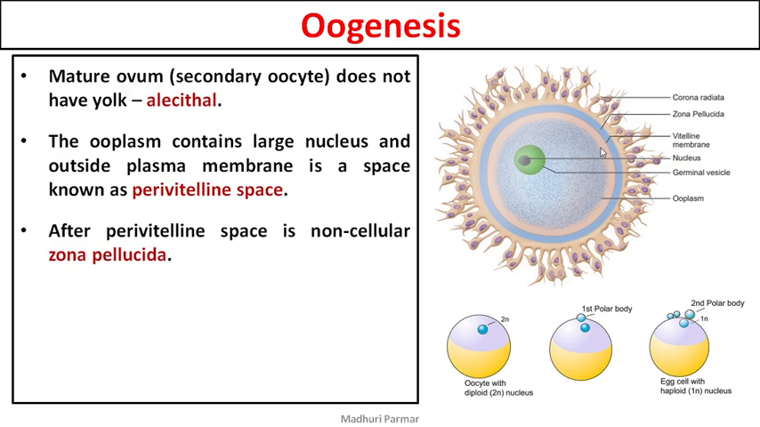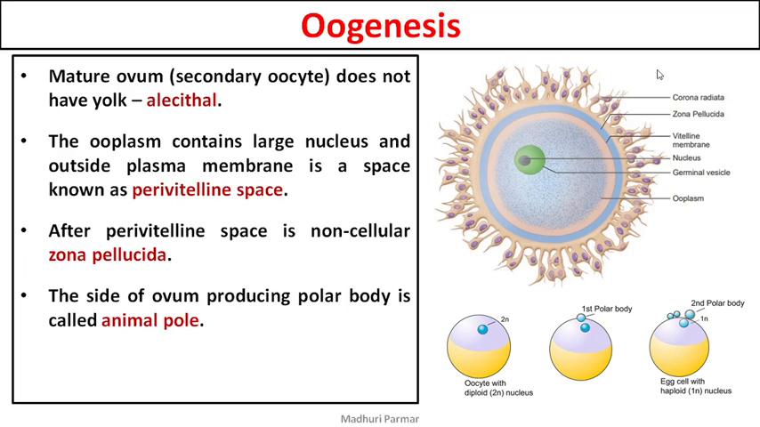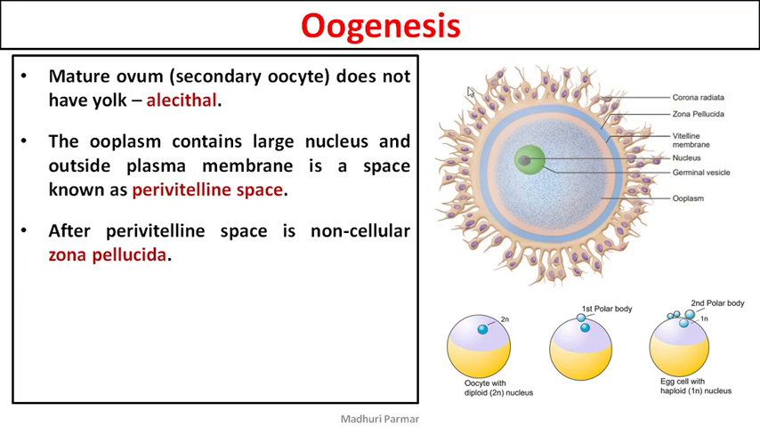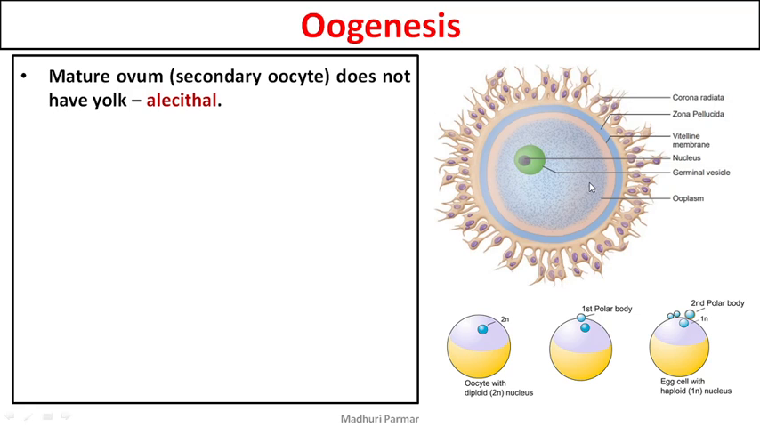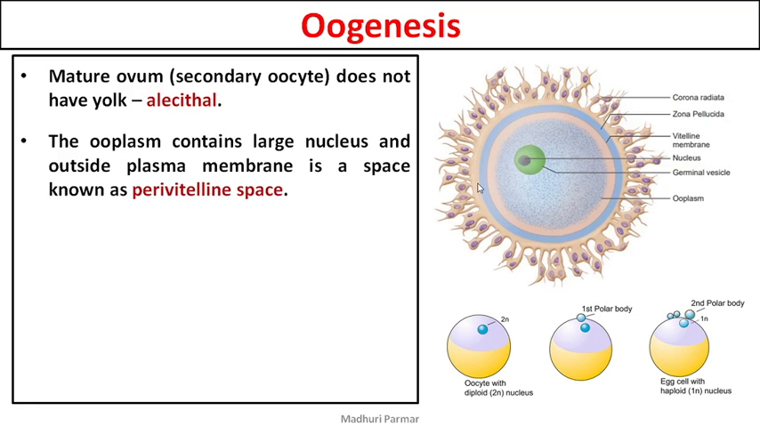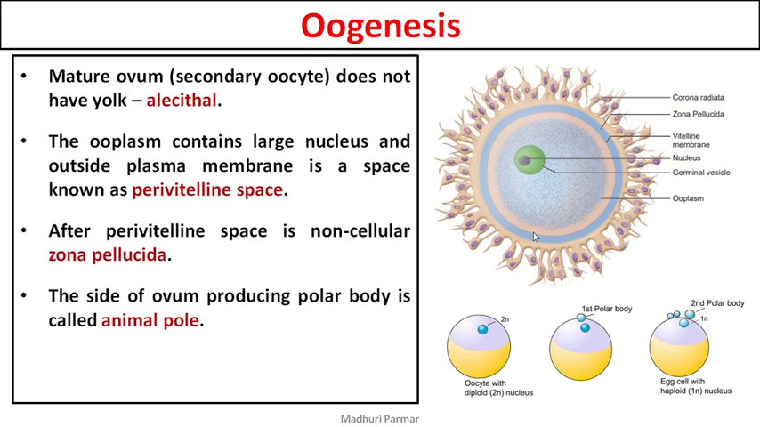पेरीविटेलाइन स्पेस के बाहर ये जो छोटी सी स्पेस होगी उसके बाद आता है zona pellucida which is non-cellular. वो सेल से नहीं बना है, वो ग्लाइकोप्रोटीन से बना है. And outside that you can see the cells of corona radiata. ठीक है ना, इसके पहले हमने देखा था these are the cells of corona radiata. तो वो ओवम के साथ ही बाहर आ जाता है some of these cells. ठीक है.